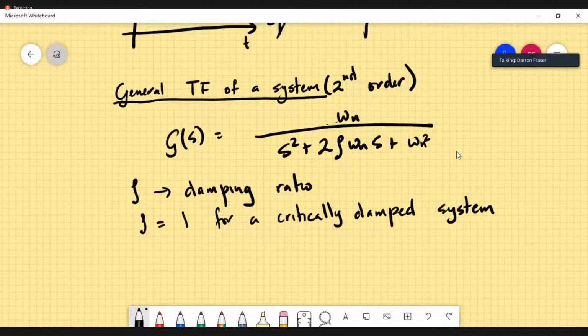It's equal to 0 for a system that oscillates.